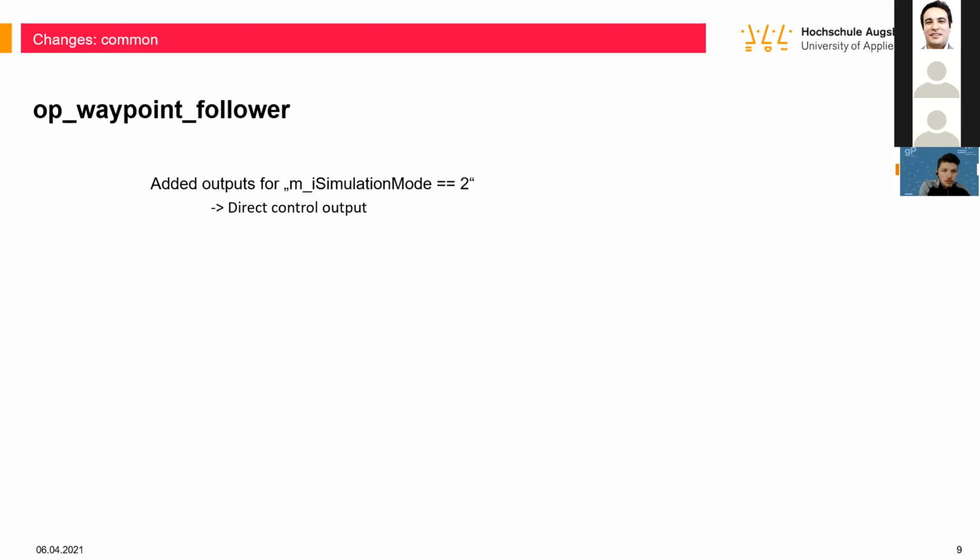Waypoint follower, I'm not going to spend too much time on it. There was something with the simulation mode 2, where the direct control outputs were not available or configurable. It was just some small changes to have the right outputs.